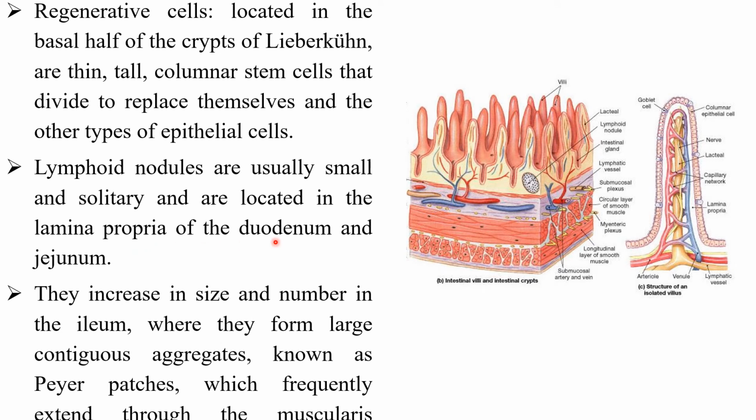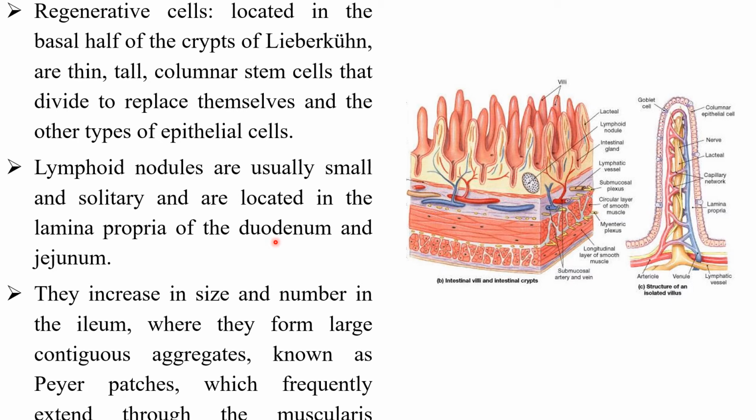Regenerative cells. These are the cells located in the basal half of the crypts of Lieberkühn and are thin, tall, columnar stem cells that divide to replace themselves and the other types of epithelial cells. So these are very important cells as far as regeneration, wound healing, and replacement of other types of cells of the intestines are concerned.